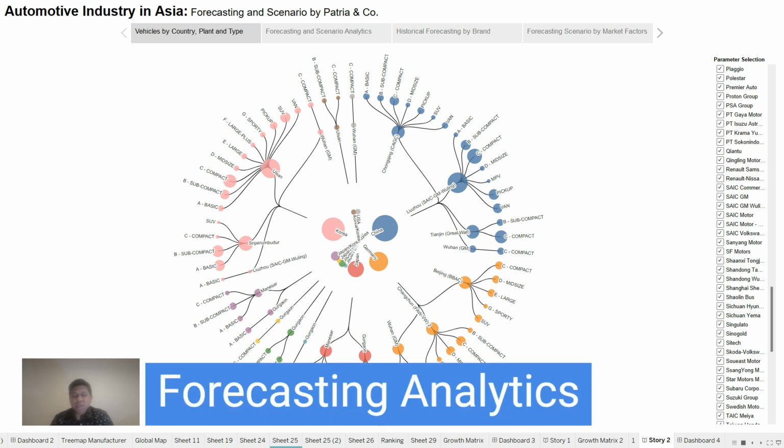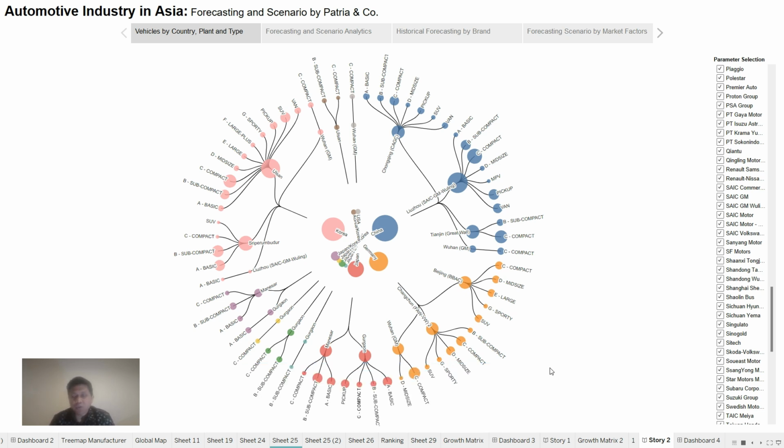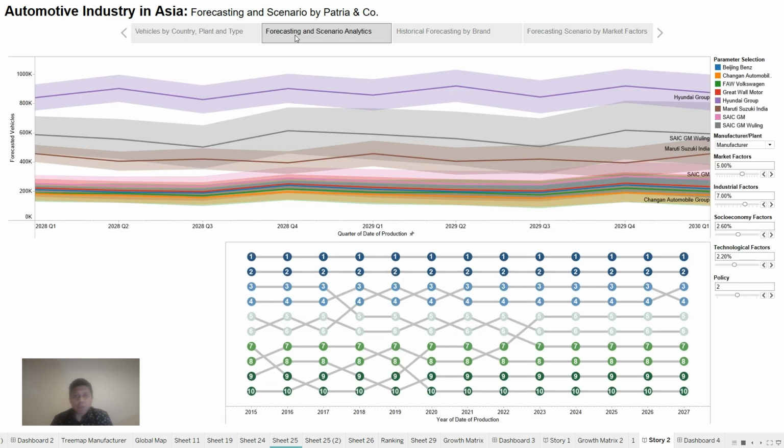Many professional industries are raising a strategic challenge: how to turn historical data into scenarios and forecasting. So we have the data, given the number of vehicles produced and sold by manufacturing plants in the automotive industry in given countries in Asia, and then we are going to use Tableau analytics in order to model the data.